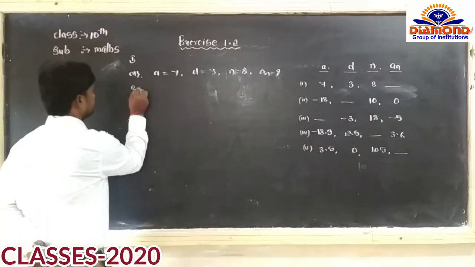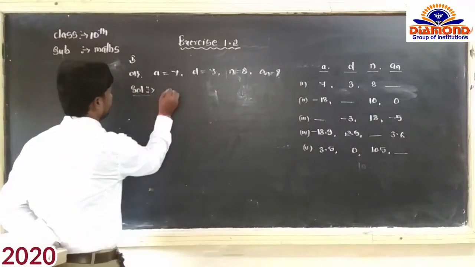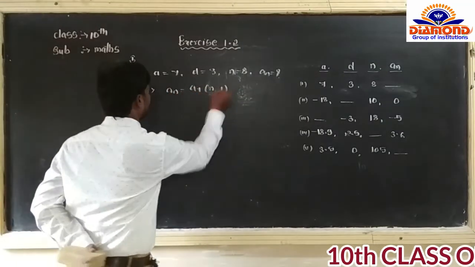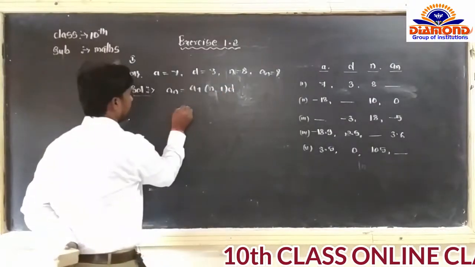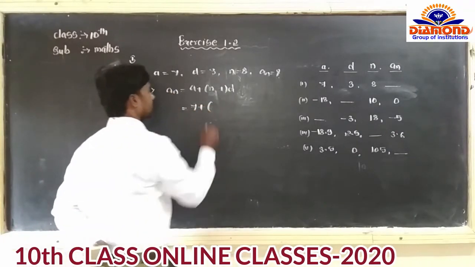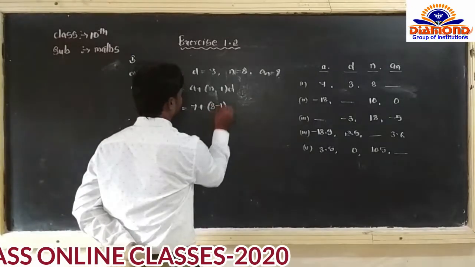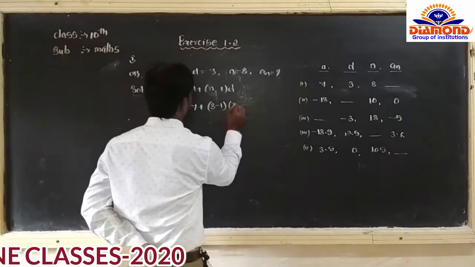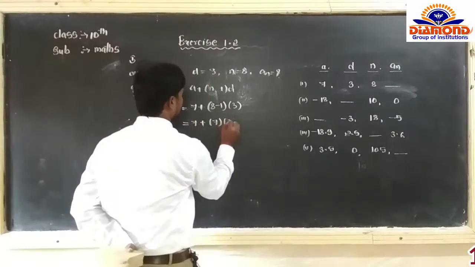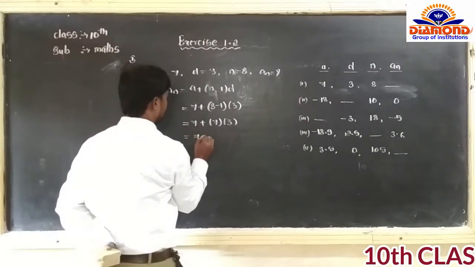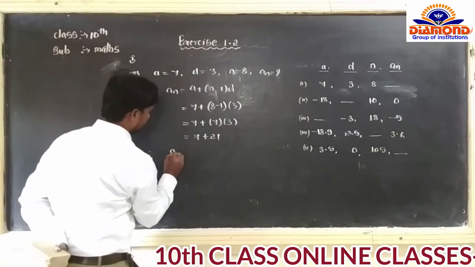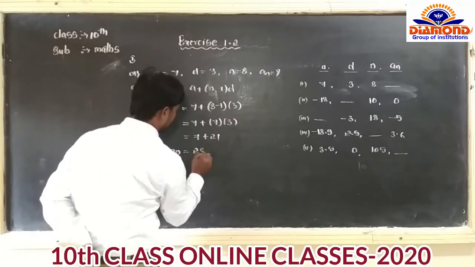Dear students, here solution. Already we know what formula is there. an is equal to a plus in the bracket n minus 1 bracket close d. So now here a value is 7 plus n minus 1. So n value is 8, so 8 minus 1 bracket close. Common difference is 3. So next step, here 7 plus 7 into 3. 7 3s are 21. So an is equal to, therefore an is equal to 28, dear students.